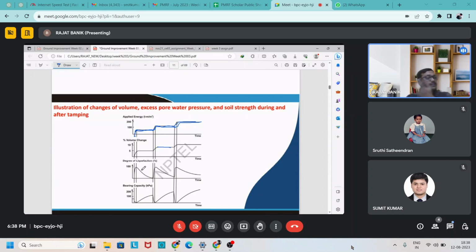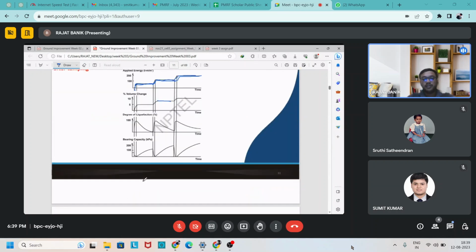After a certain period of time, the degree of saturation reduces to zero, because the excess water pressure is dissipated through the pore spaces. After this, if we increase our energy again, the degree of liquefaction goes to 100%. After a certain time, due to dissipation of water, it is again zero. Like this it happens. Then the bearing capacity versus time graph. The bearing capacity-time graph is nothing but the thixotropy.